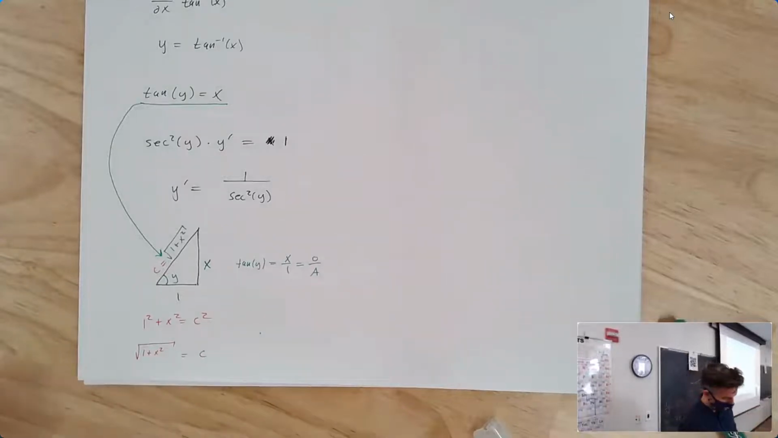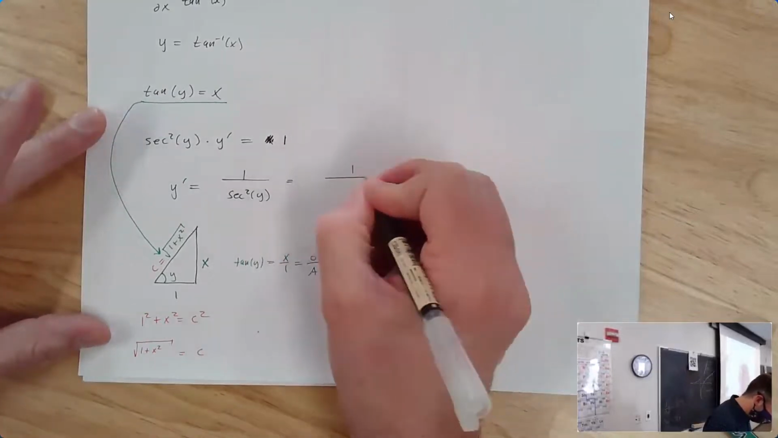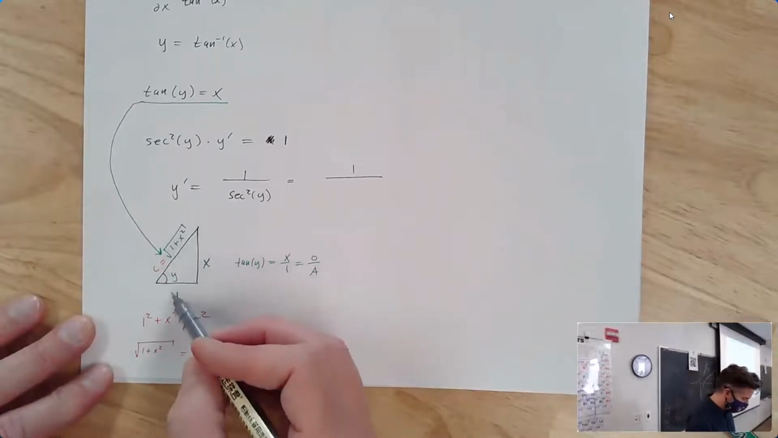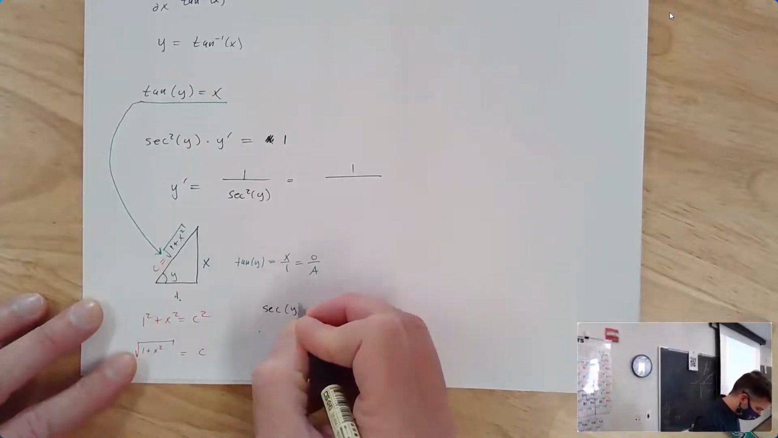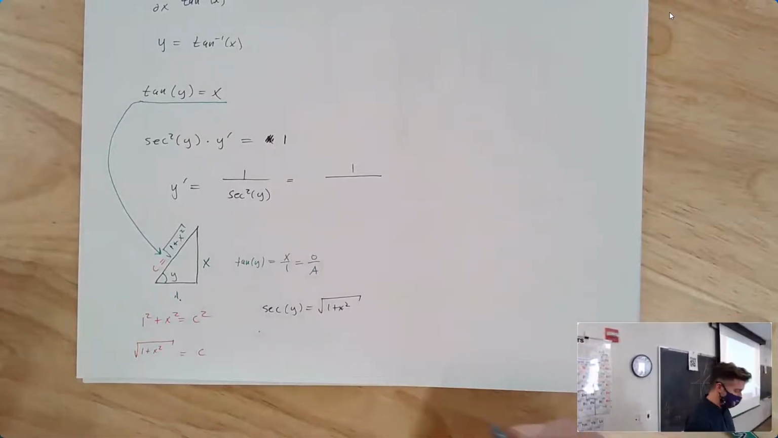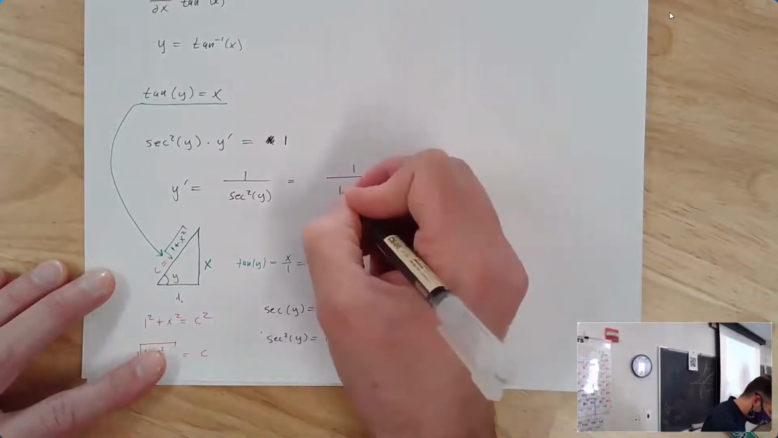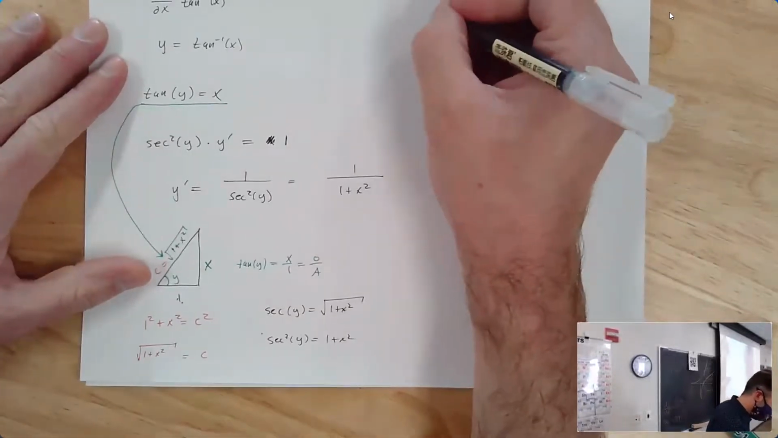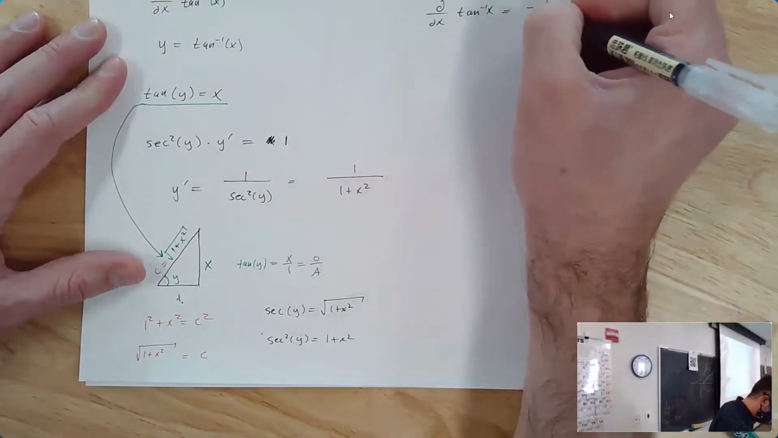Super nice. So here we end up getting that our derivative is 1 over secant squared. Cosine is 1 over that, so secant is that over 1. So secant of y is the square root of 1 plus x squared. It doesn't even matter if it's positive or negative, because it's going to be squared anyway. Secant squared is 1 plus x squared. So the derivative of the inverse tangent is 1 over 1 plus x squared.